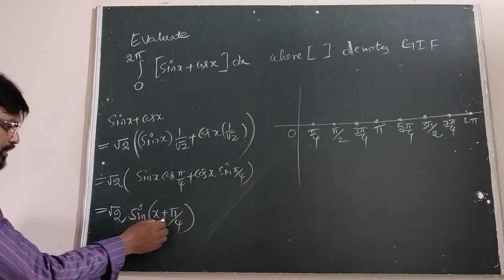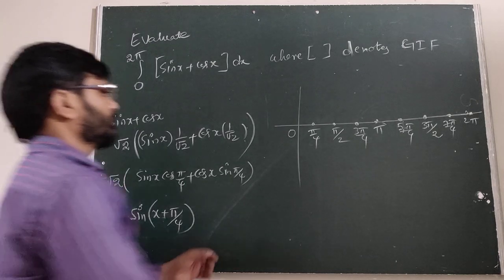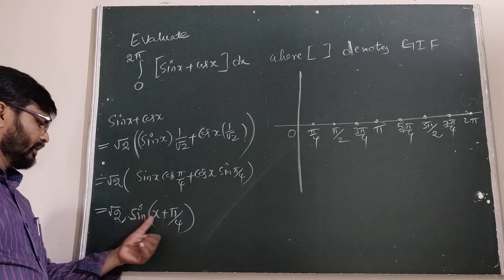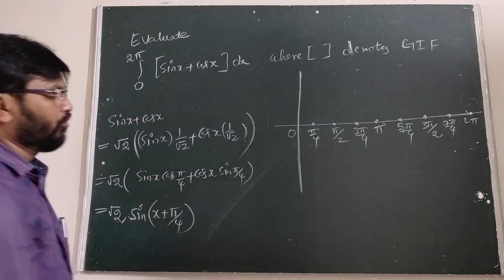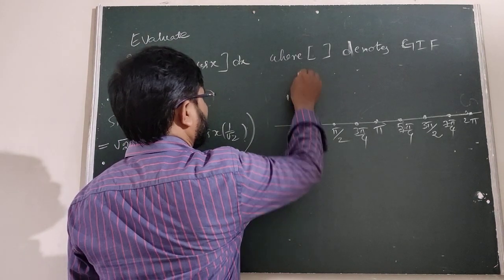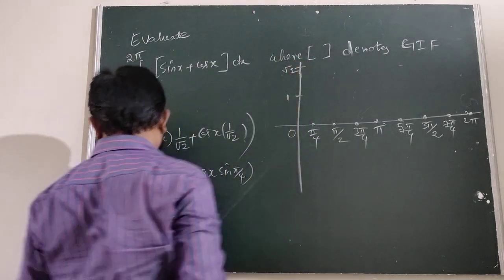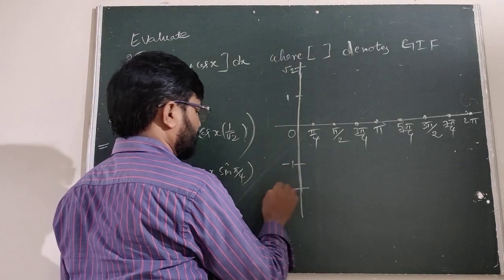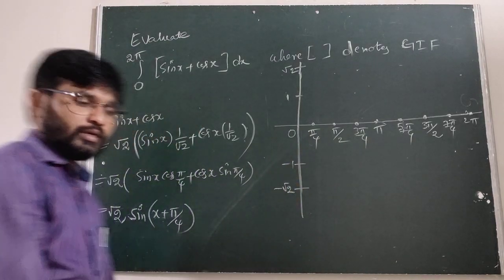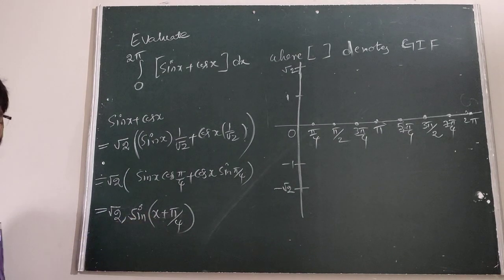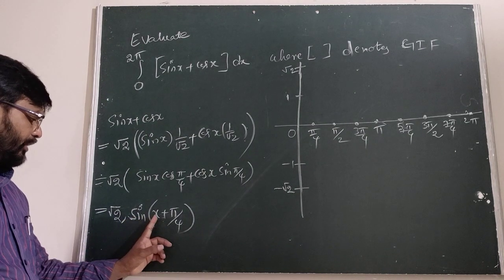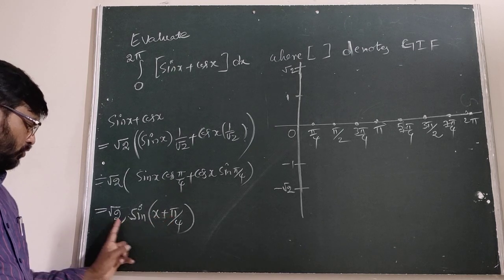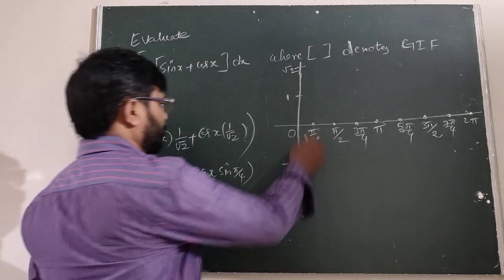Why are we taking pi by 4 here? We have to know that where it is 90, sin 90 becomes 1, so it becomes root 2. Therefore the maximum value is root 2, and at the same time the minimum value is minus root 2. Suppose we take x equal to 0, all of you listen here. Sin 45 is 1 by root 2, root 2 cancels, therefore this is 1.